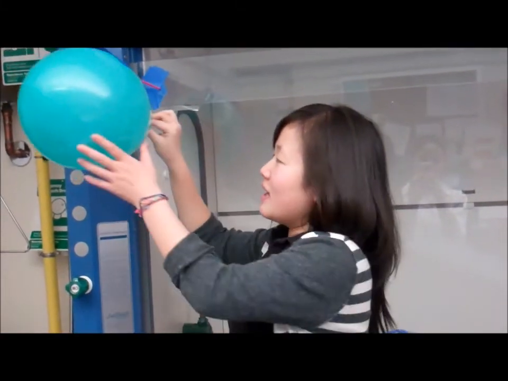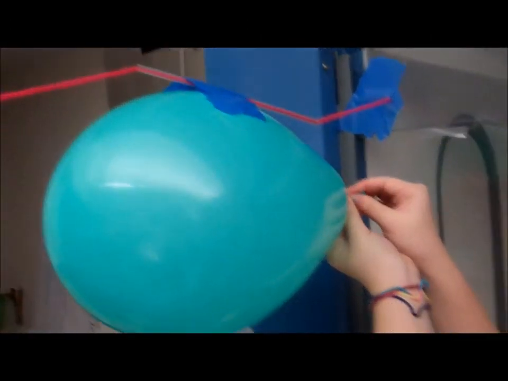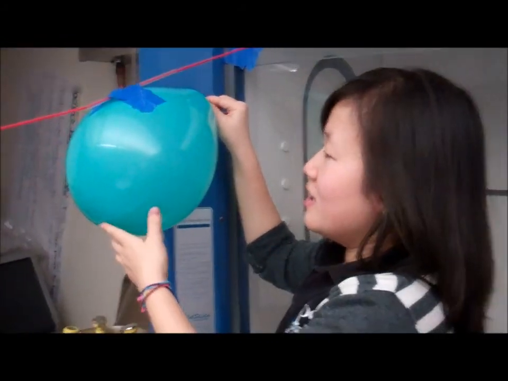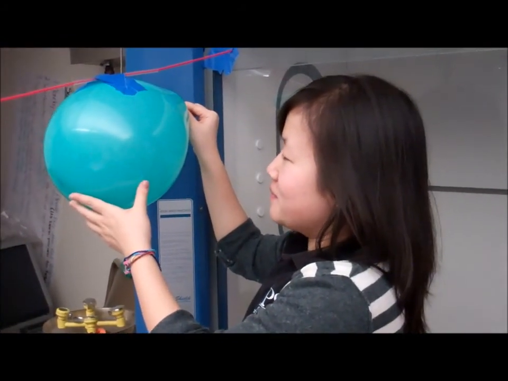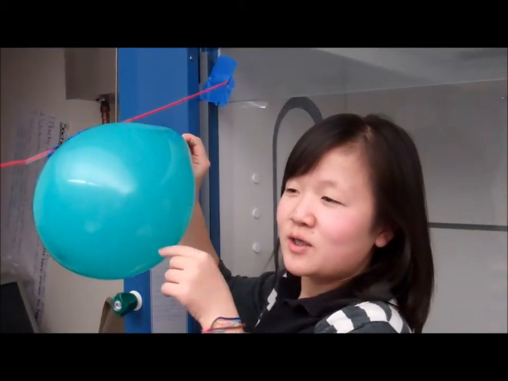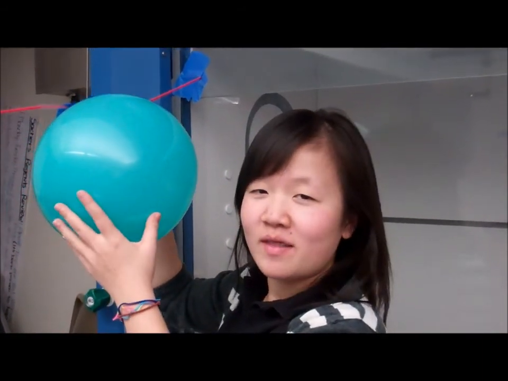And what's happening is that once I release this, air is going to come out this way. So there's a force coming out this way, which makes the balloon go straight. And in doing that, it creates momentum. Because air is going this way, it's creating velocity that's going that way. And it also has mass, so that's why there's momentum.